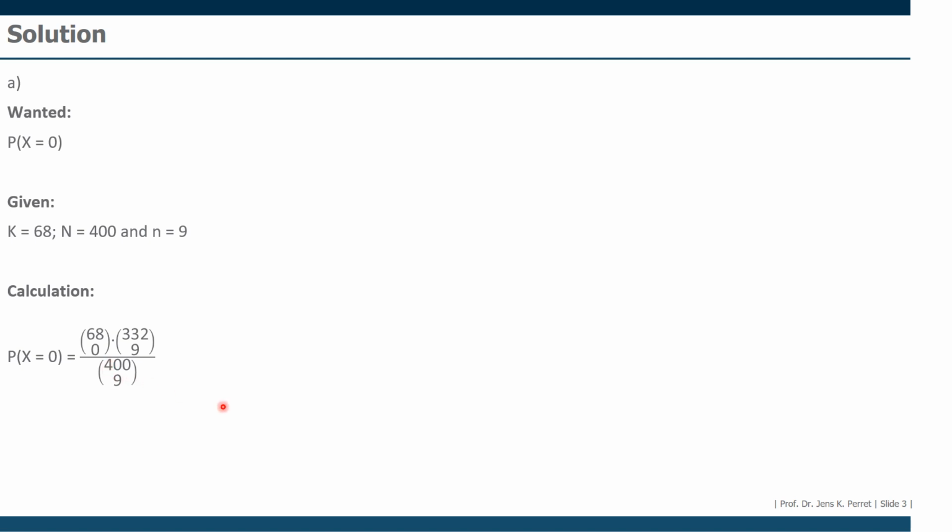Well, putting all of this into our calculator gives us a result of 18.35%. So the chance that we will not get any PM students in our student council is slightly above 18%. Well, that was already the first part. So let's continue with the second part.